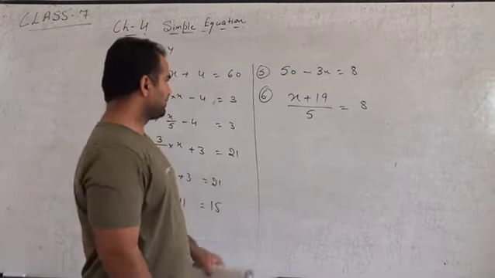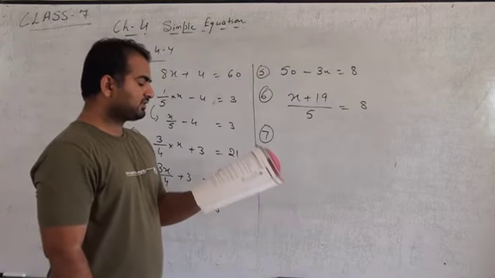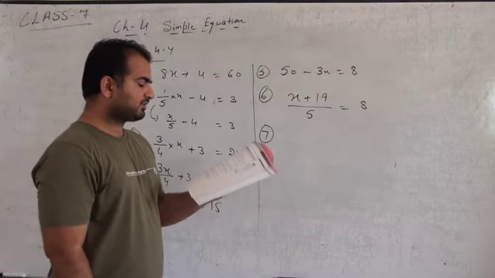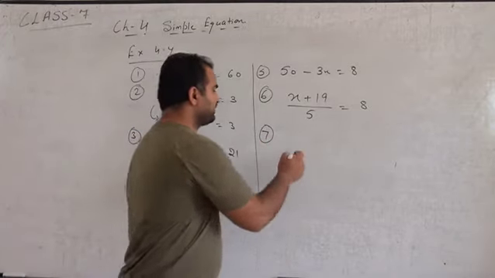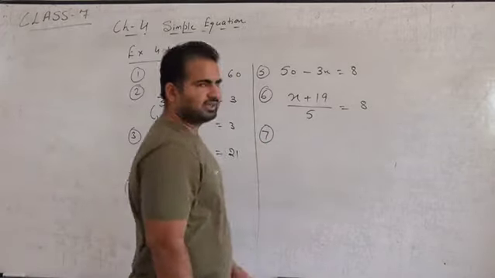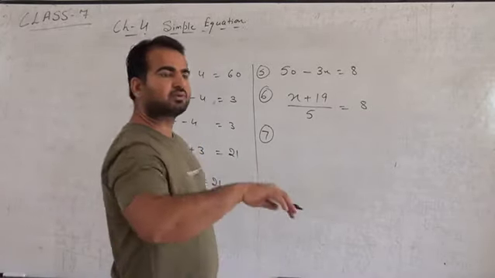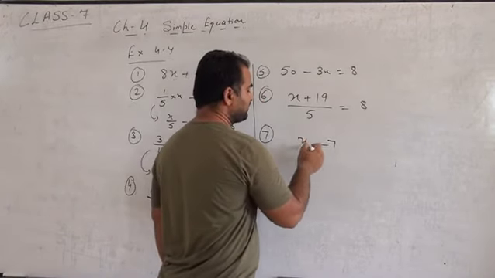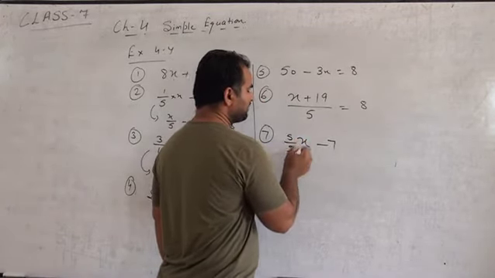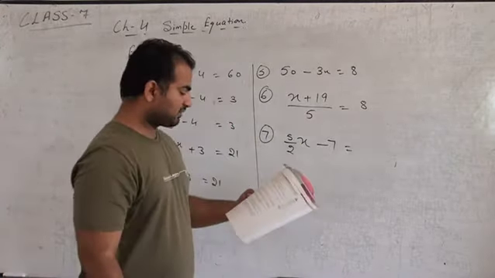Seventh is: Anwar thinks of a number. If he takes away 7 from 5/2 of the number, the result is 23. Anwar thought of a number, let it be x, and he takes away 7 from 5 upon 2 of that number, then the answer will be 23.